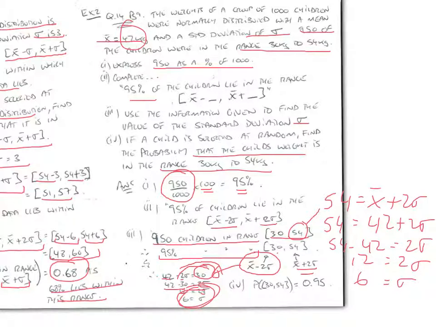And finally, if a child is selected at random, find the probability that the child's weight is in this range, 30 to 54. And we've already seen that that's associated with the 95% range. So the probability that the child's weight is in that range must be 0.95.